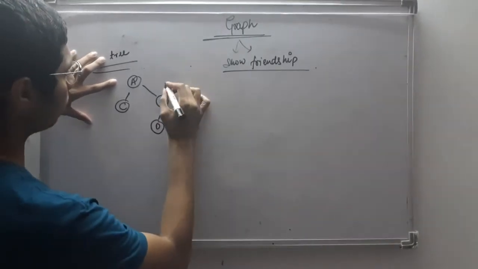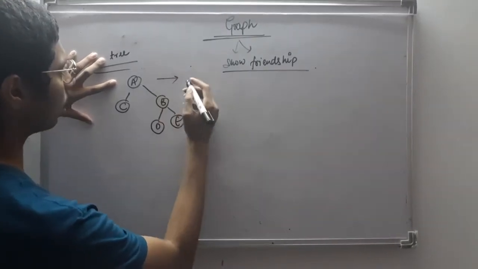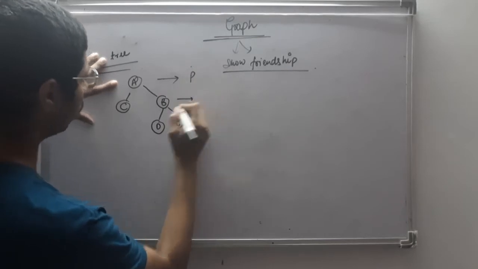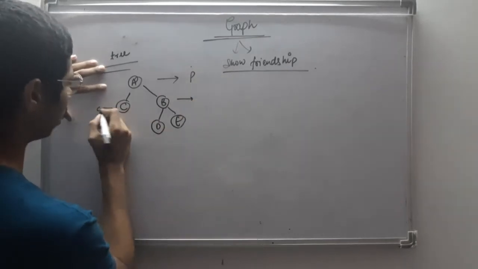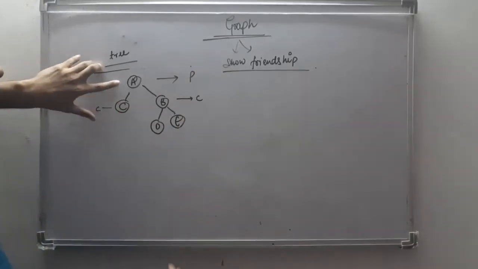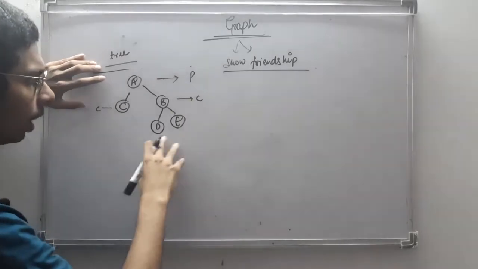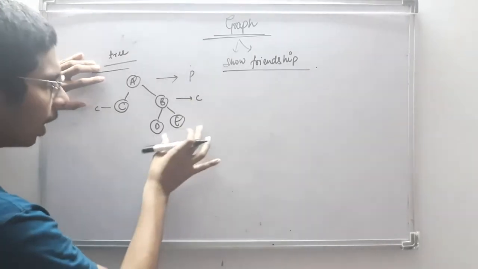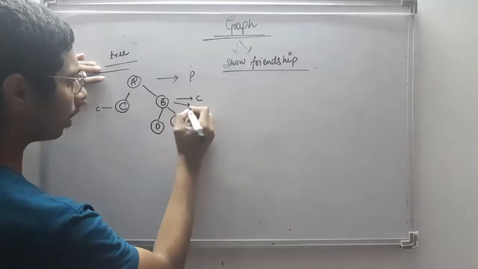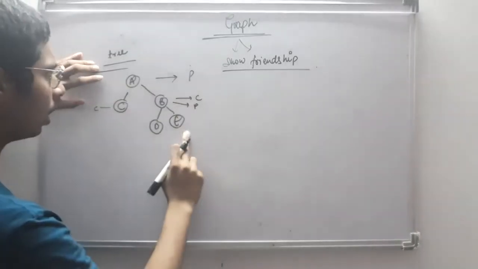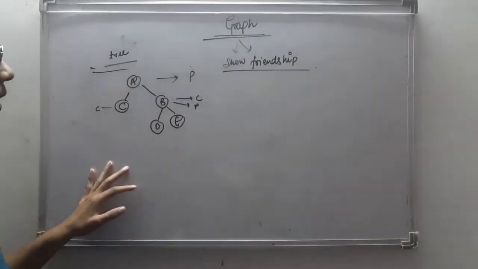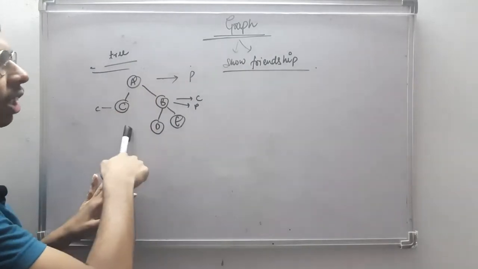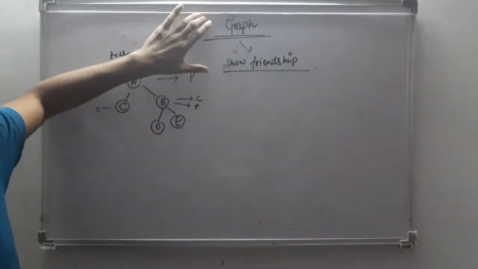How? Suppose you can see that A is a parent of B and C. B and C are the child of A. But after that you can see that D and E are the child of B. So B is acting as a parent for D and E. So here you can see that the tree is showing the parent and child relationship. But what happens in a graph?